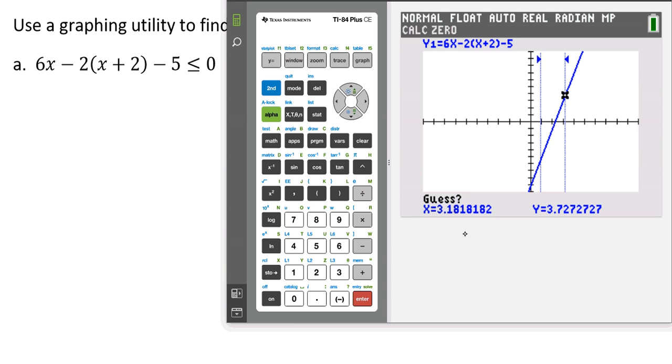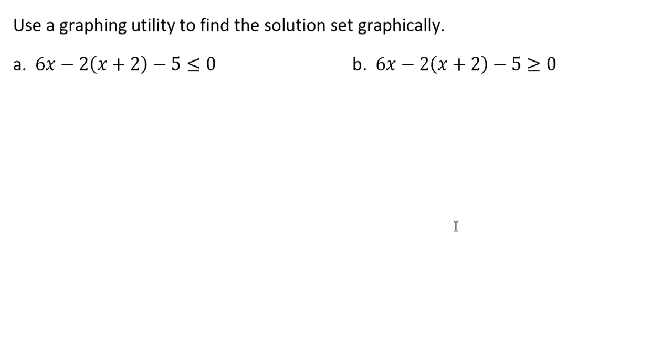Now the reason it says guess is because when we're finding things graphically, it's just an estimate. So we're going to hit enter, and we see that we're going to get a 0 value of about 2.25. So we're going to write that down. We're going to say x is approximately 2.25 when y is 0.